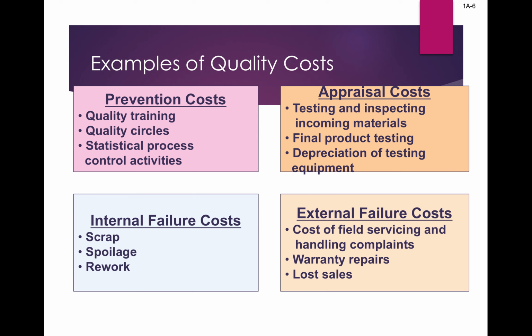You might have appraisal costs, for instance, testing and inspecting the product after it's completed. Final product testing might be part of the contract that you sign with your customer. Internal failure costs are things like scrap, spoilage, and rework, which are very expensive. We have an error, and we catch the error before it gets to the customer. And then external failure costs would be warranties, lost sales, and cost of field servicing.